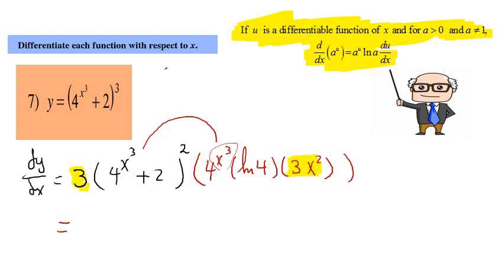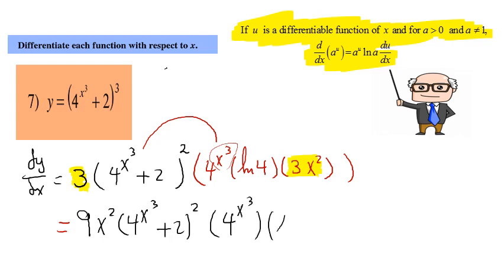So I can write it as 9x^2 multiplied by 4 to the power of (x^3 + 2) all to the power of 2, multiplied by 4 to the power of x^3, multiplied by ln 4.